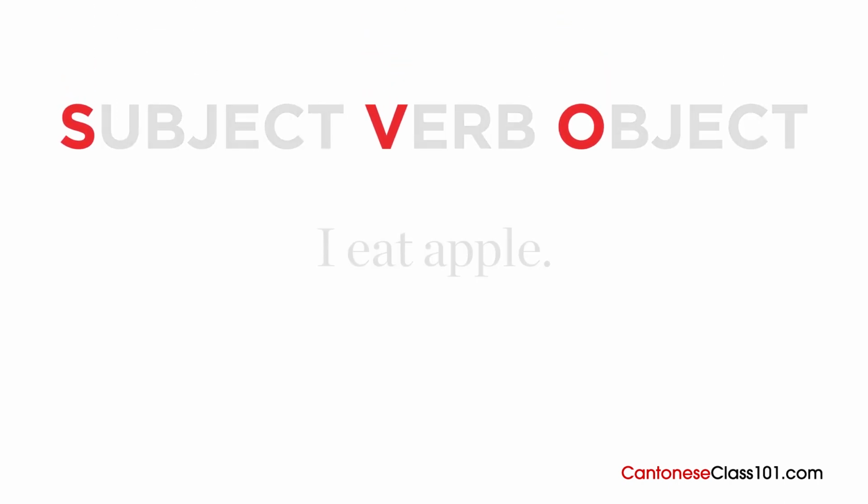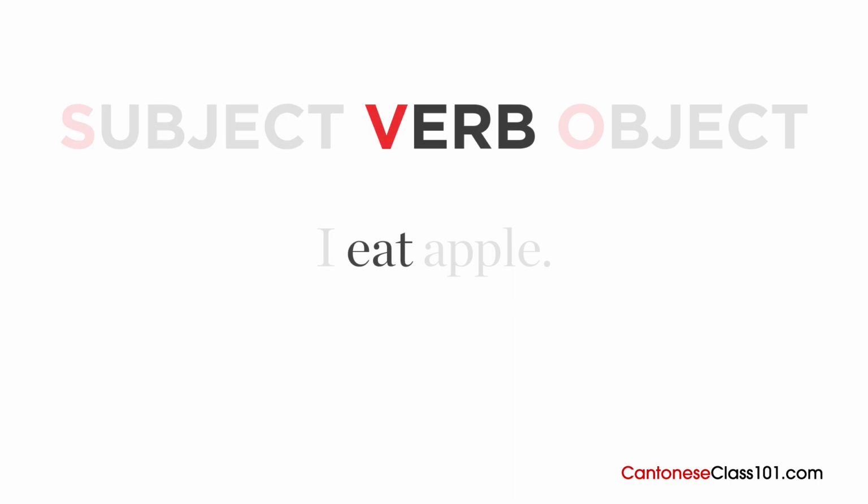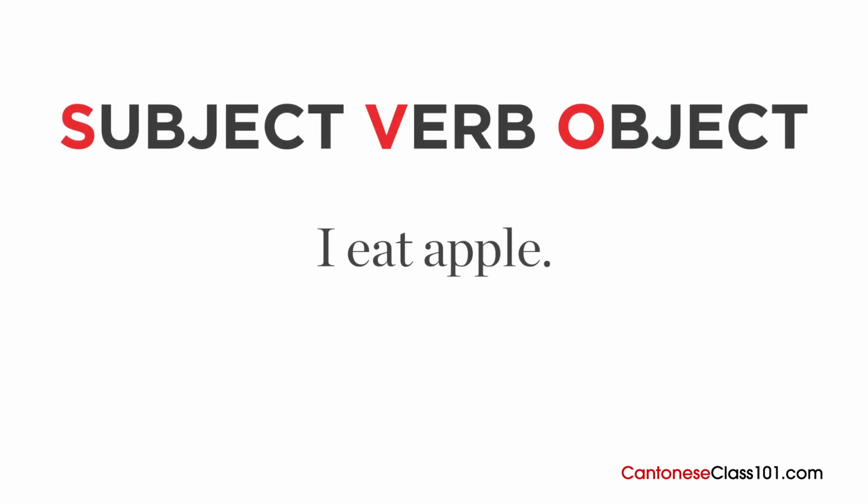If we break down the English sentence, I eat apple, we can see that the subject I is presented first. This is followed by the verb eat, and then finally the object apple is positioned last. This is the basic word order for sentences in English.